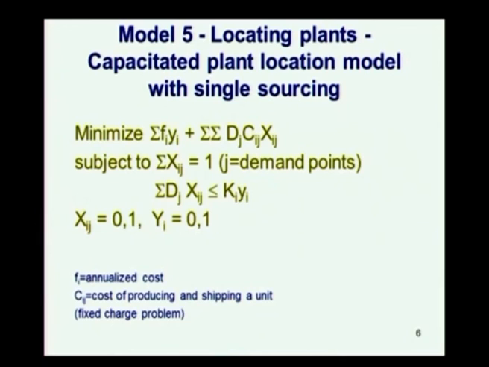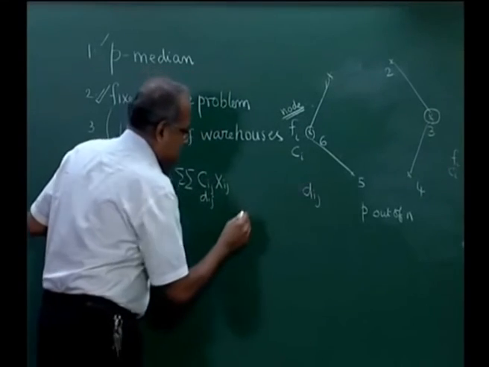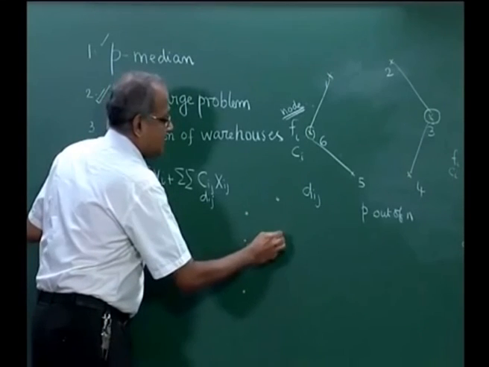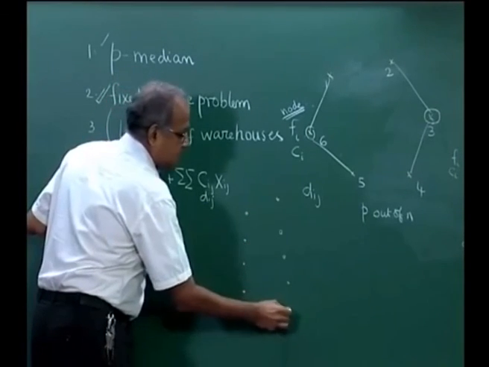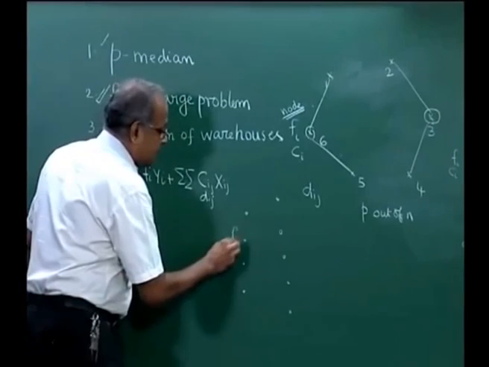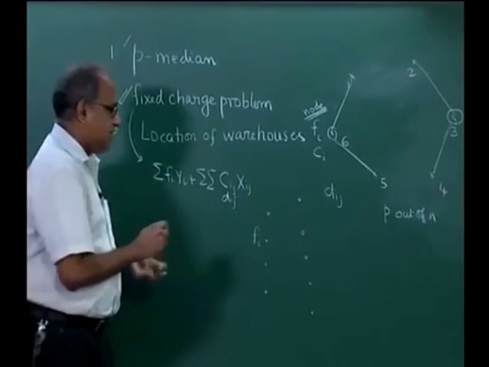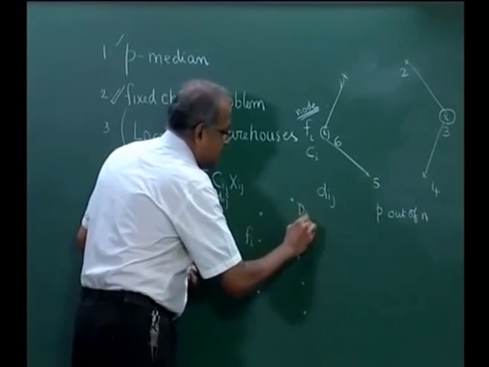Now, we look at locating plants, the capacitated plant location model with single sourcing. So, as model 5, what we see is the same fixed charge problem. When we go back to this network, which I draw again, these are the possible sites, these are the customers. There is an Fi associated with this site, there is a Dj associated with this customer.